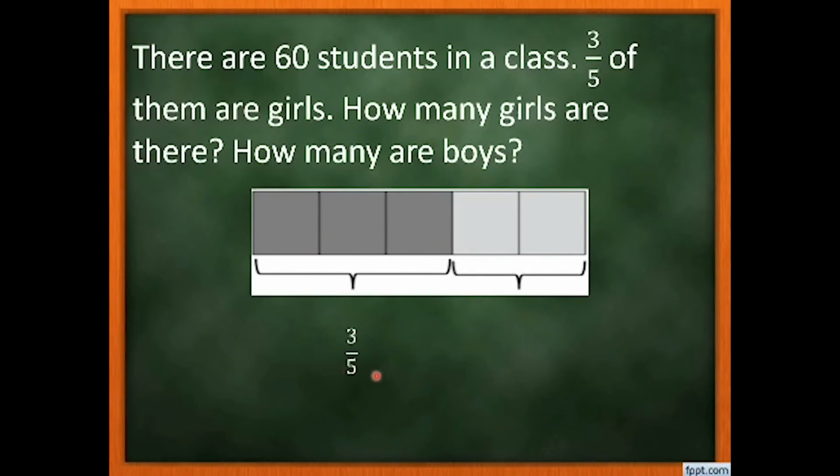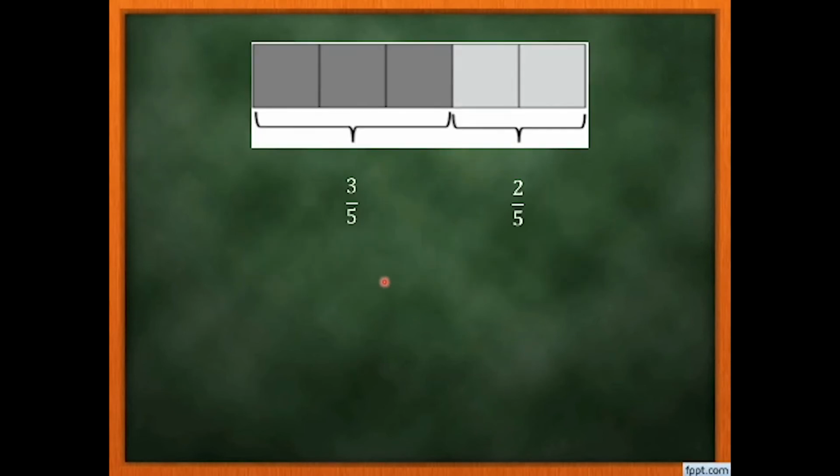Do you understand? Then automatically, if this is the representation for the girls, then what remains would be the representation for the boys. So what would be the fraction for the boys? The answer is correct, 2/5. It would be 2 over the whole, which is 5. Okay, next. So this is now our sketch, our drawing.